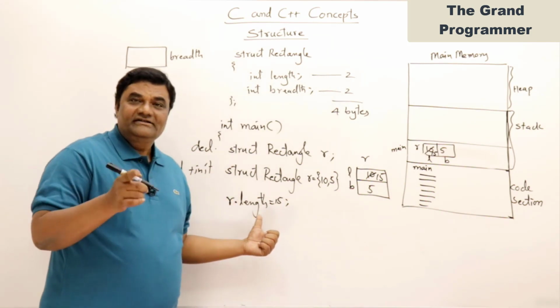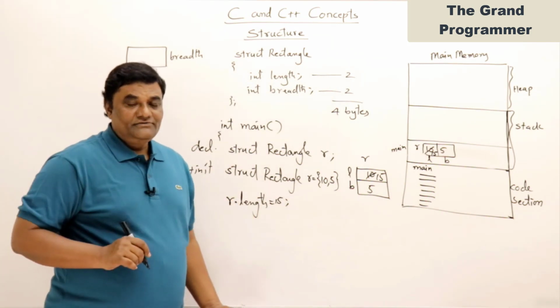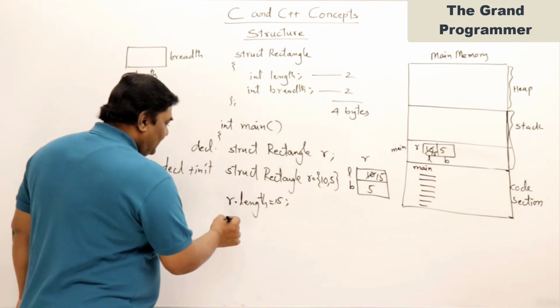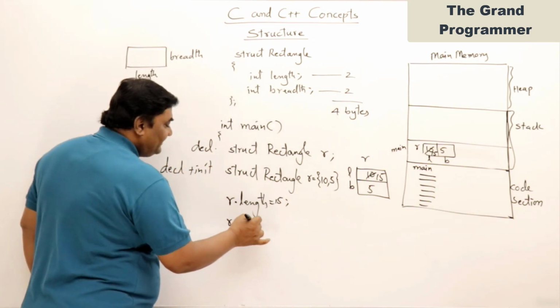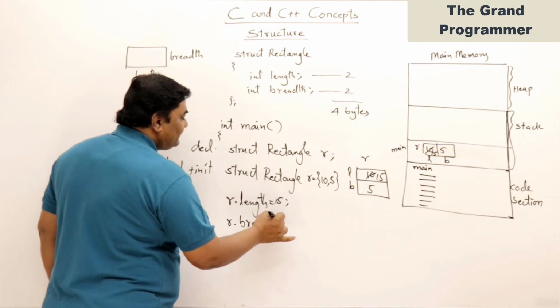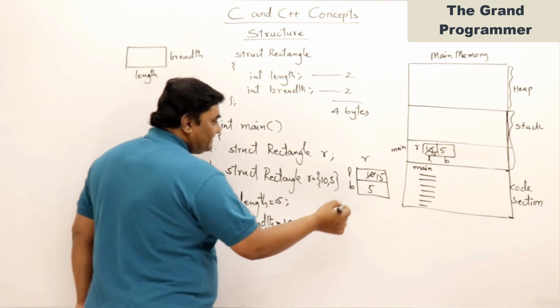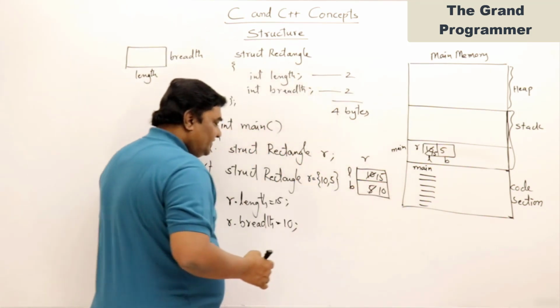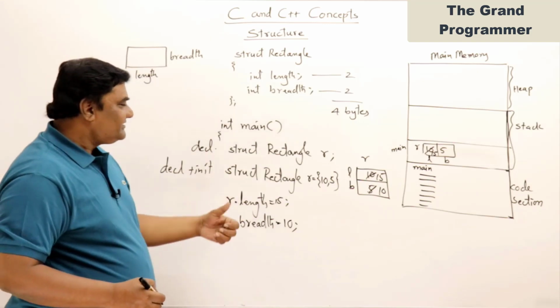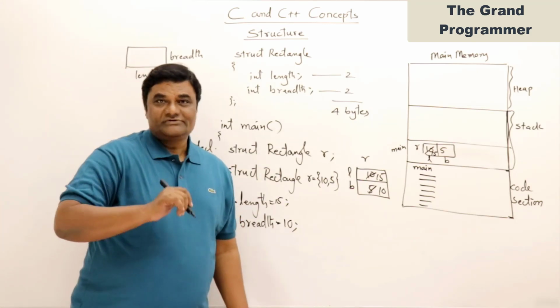So what is the operator used for accessing a member? Dot operator is used for accessing a member. Then R dot breadth, I can modify it. R dot breadth, assign 10. So this is modified to 10. So if you want to read or write the members of a structure, the dot operator is used.